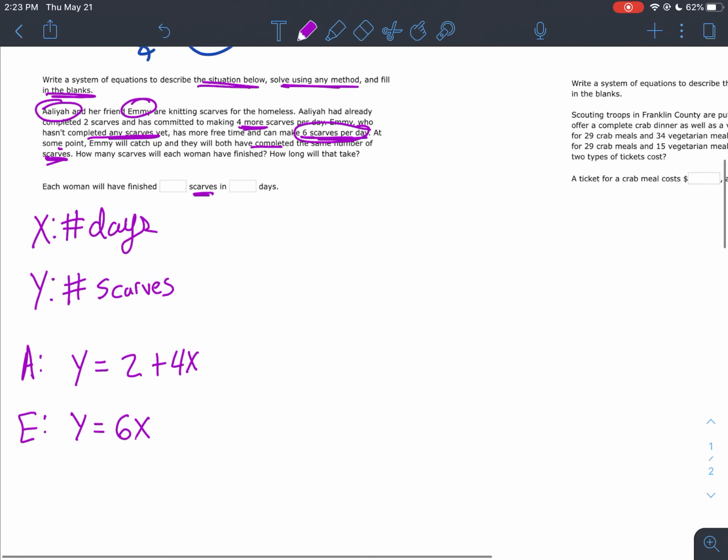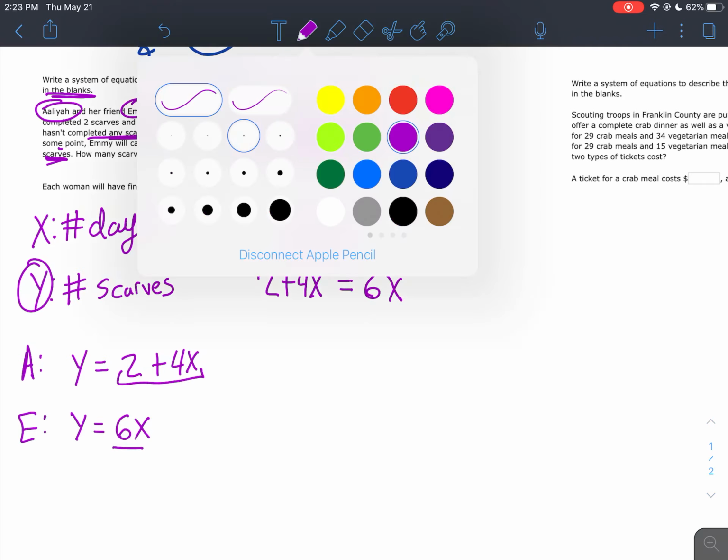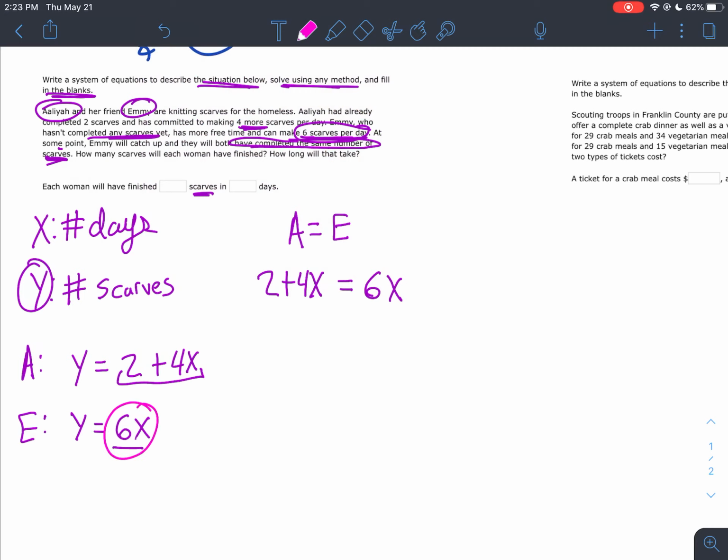So now what the question is asking, when will they both have completed the same number? So we are trying to find out when their y's are the same. So when does Aaliyah equal Emmy? Or when does the 2 plus 4x equal Emmy's 6x? So we can look at this and we can use substitution. So we can take this 6x and plug it in right there. Aaliyah equals Emmy.